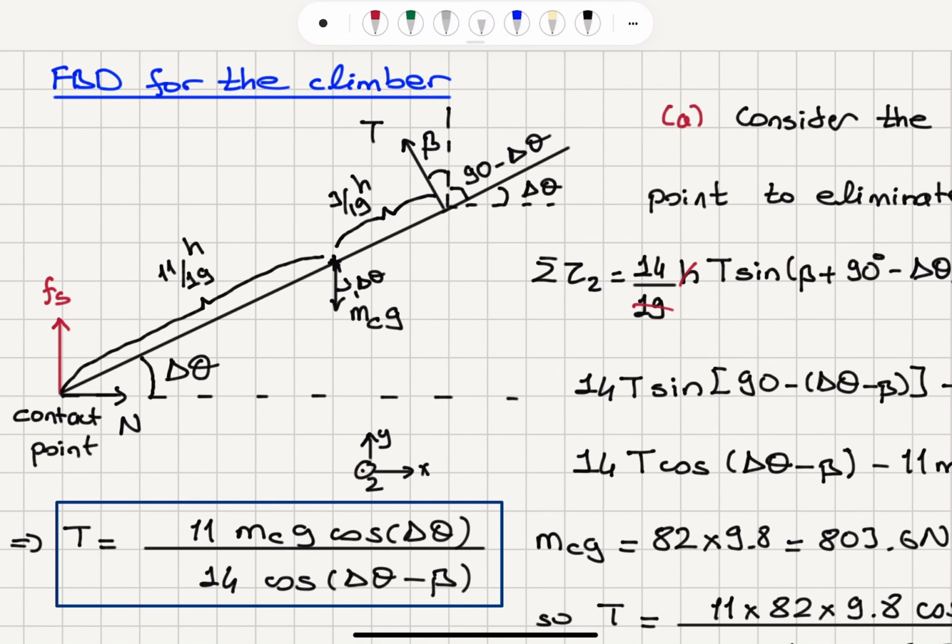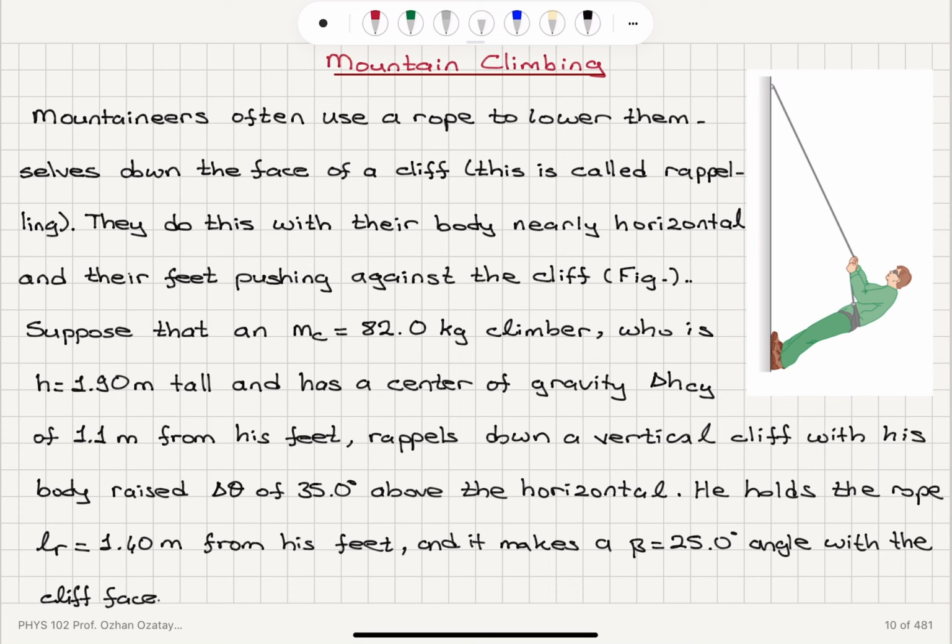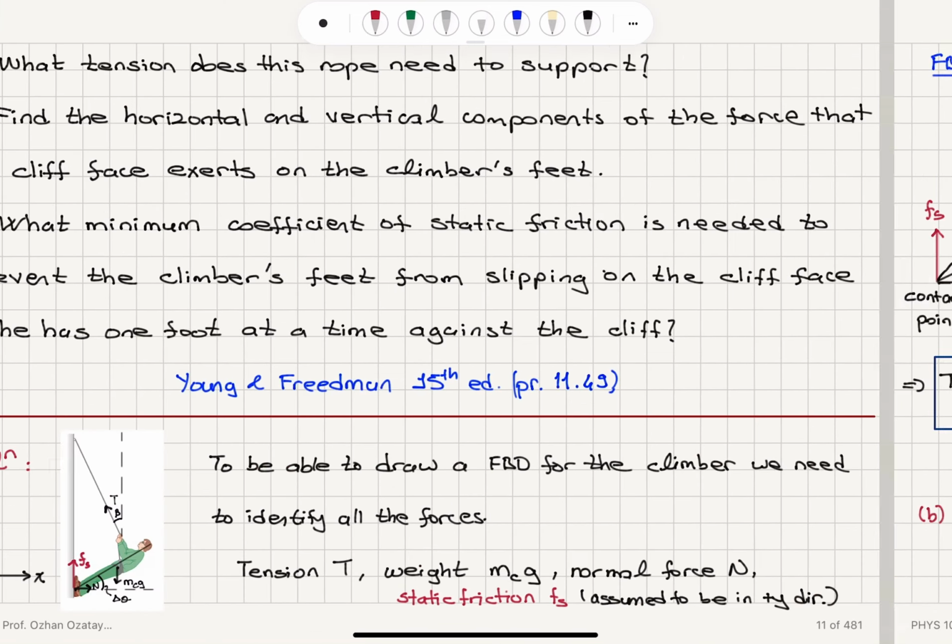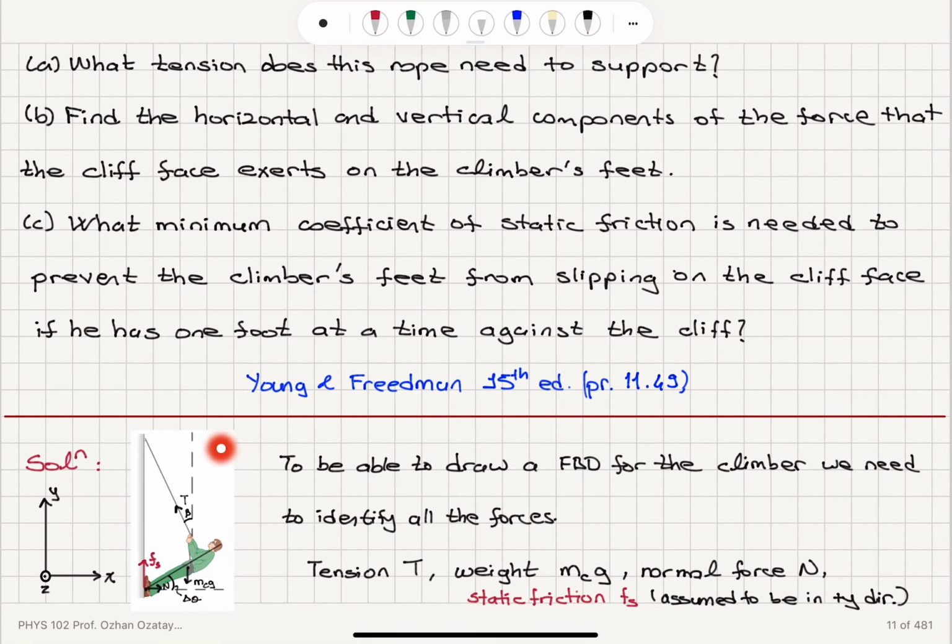and we note the point of application of each force at 1.1 meters from the feet, 11 over 19h, because 1.9 meters was the total height. We have the center of gravity at 14 over 19h, or 1.4 meters from the feet. We have the tension. And the climber makes an angle delta theta with respect to the horizontal, 35 degrees above the horizontal, and the rope makes a 25-degree angle with respect to the cliff face, that is the vertical. So this is the cliff face, so this is the vertical, so that's the angle beta.